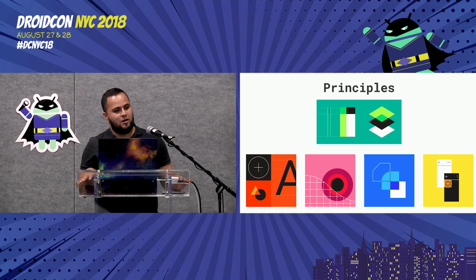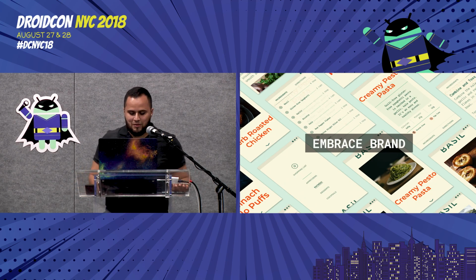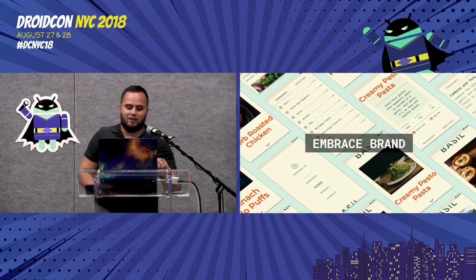So let me show you a couple examples of well-designed material apps, but not Google branded apps. And let's think about those principles. Remember to embrace brand. This one is using material design, but in a way where it's more like a pastel palette, so to speak. It's also using a simple navigation and also using just one single accent color.